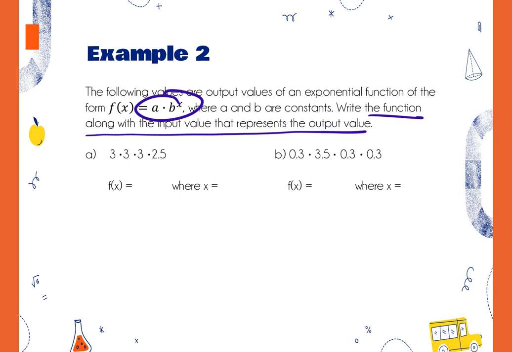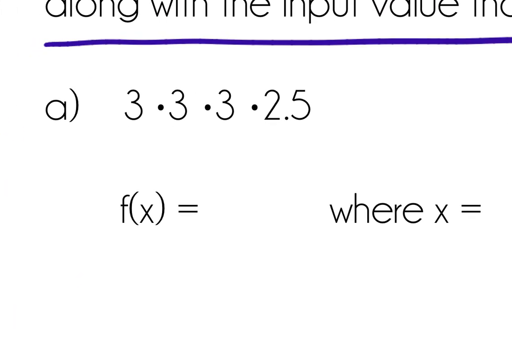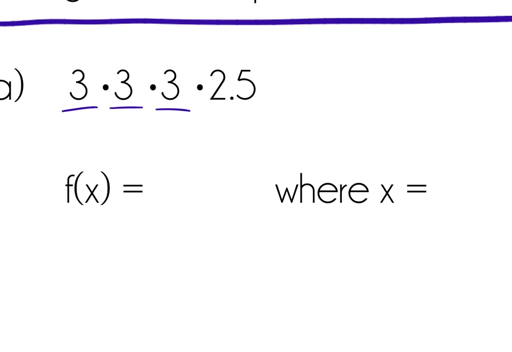And then what's the scalar? That's your A. So if you look at example A, what repeats? The 3. So the 3 is going to be your B, or your R if it was in geometric, okay? And how many times does it repeat? 3. That's your input value. So that's how many times we're going to multiply it out, what was put into the exponent. This is my B, okay? And 2.5 is my A. So it would be 2.5 times 3 to the x.